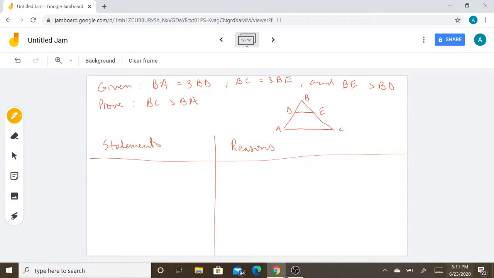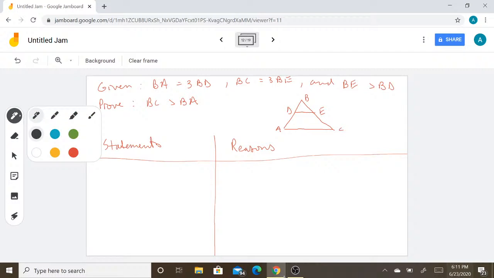So here we have a proof, and we're given that the measure of BA equals 3 times the measure of BD, the measure of BC equals 3 times the measure of BE, and the measure of BE is greater than the measure of BD. What we have to prove is that the measure of BC is greater than the measure of BA.